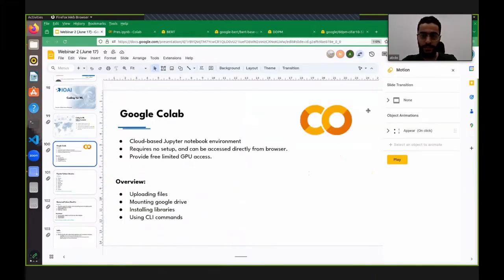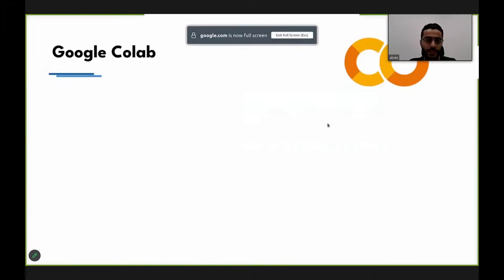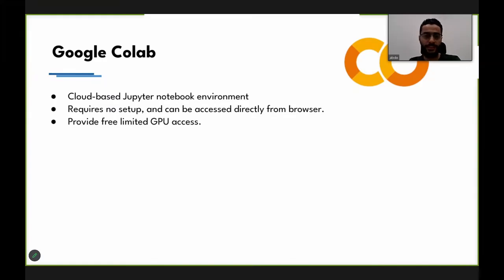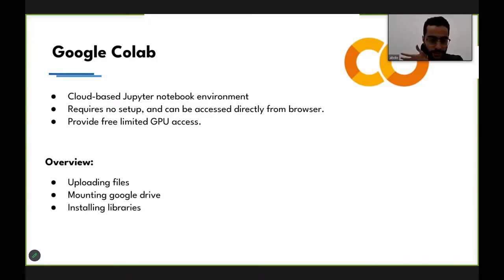So first on Colab, let me just start a slideshow. Colab is a cloud-based Jupyter notebook. If you don't know what a Jupyter notebook is, you can consider it a web-based IDE. If you don't know what an IDE is, we will find out near the end. It requires no setup, and it can be accessed directly from your browser, and it provides limited CPU access. We're going to cover these points now: how to upload files, how to mount your Google Drive so you can use the data you have on your drive or save stuff, how to install libraries in Colab, and how to use the command line.